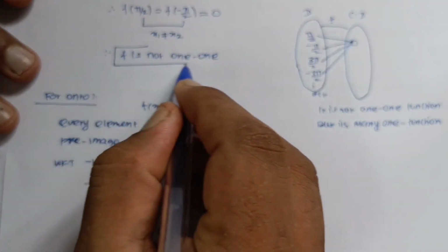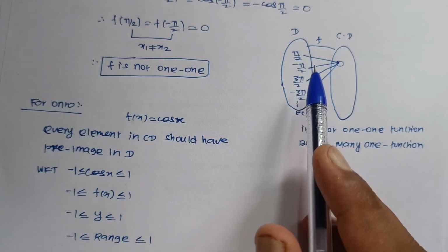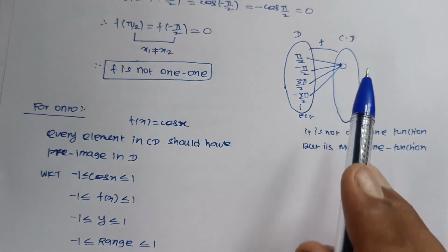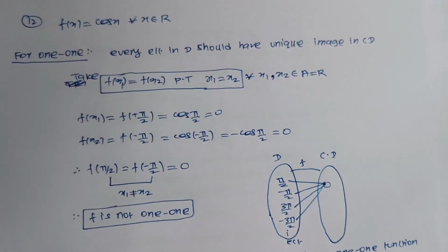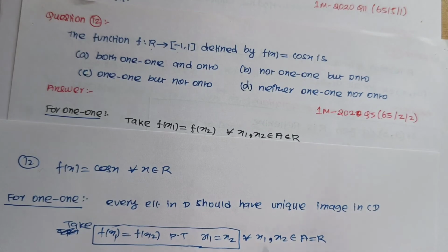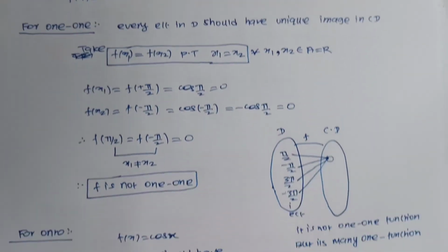Here f is not 1-to-1 because it is a many-one function. Because when x1, x2 take different values, we get only the same image as 0. It is not 1-to-1. Clear? So option B is the correct answer. Understood?